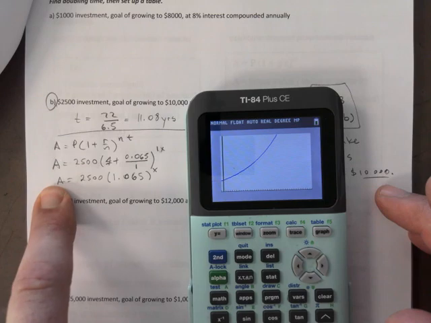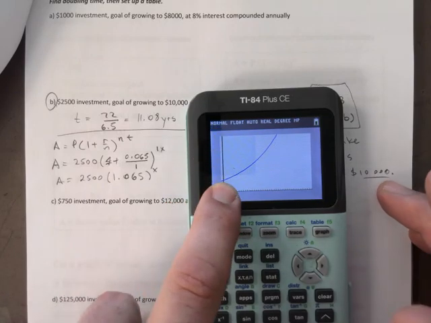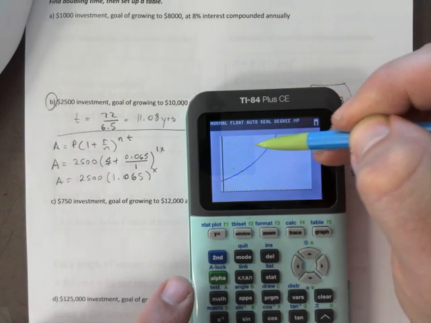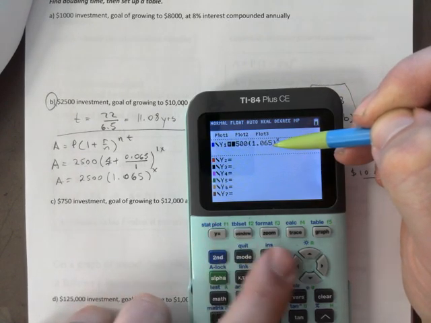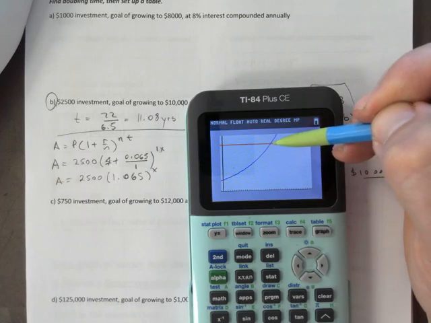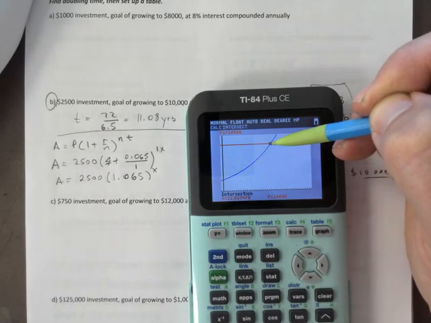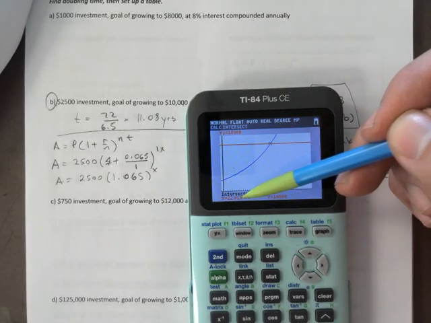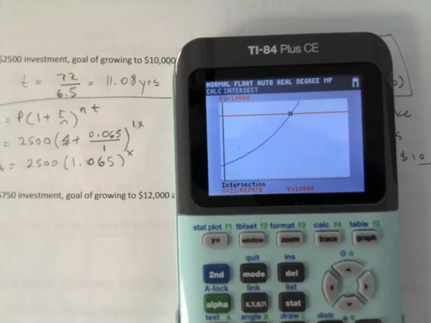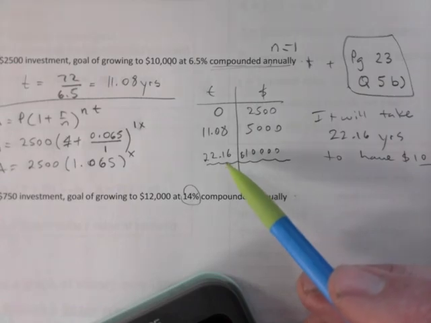A is my Y, this is my Y variable, right? The amount of money you have is along the Y here. So how would we find out how long it will take to have $10,000? Y2 is equal to 10,000. It's right here where that's going to happen. Second trace 5, enter, enter, enter. How long does it actually take based on this? You can't see that. 22.01 years. That's decent, right? That's fairly close to what we want.